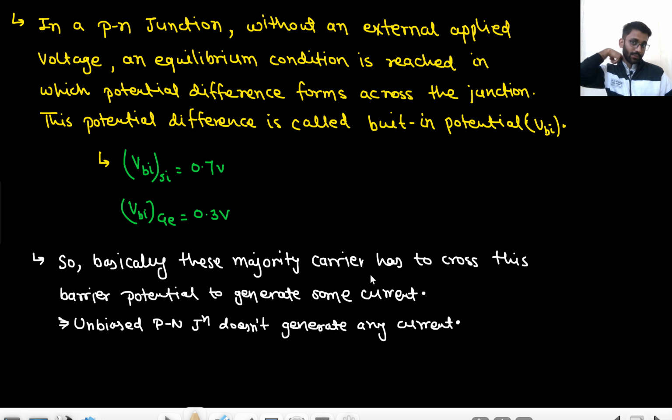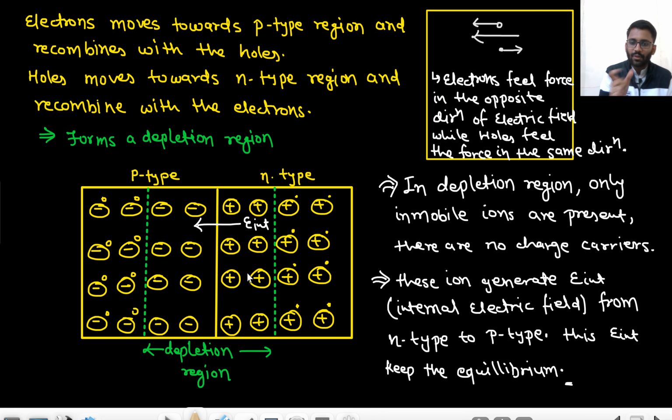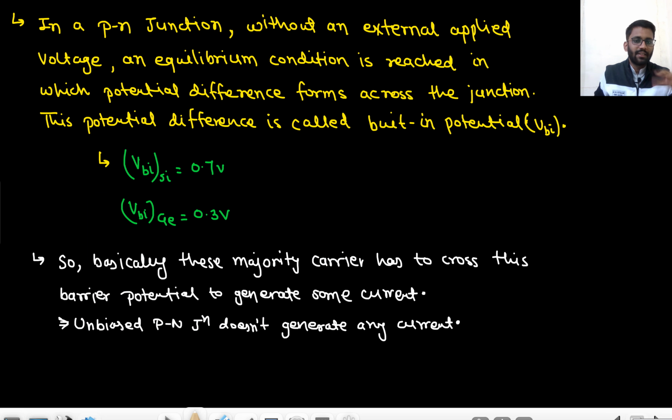Now what I will do, so here I have written, in a p-n junction without any external applied voltage, an equilibrium condition is reached in which a potential difference forms across the junction. So this is a potential difference that is created. This is plus, this is minus, okay. So here a potential difference is created, and that potential difference is known as built-in potential, okay. So for silicon, built-in potential is 0.7 volt, and for germanium, built-in potential is 0.3 volt.